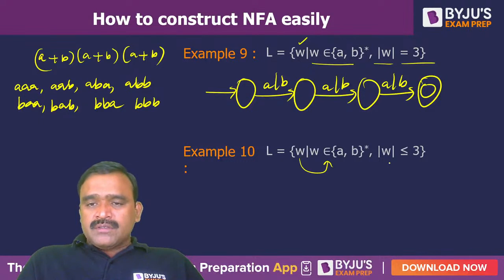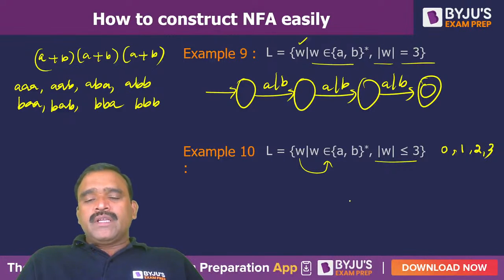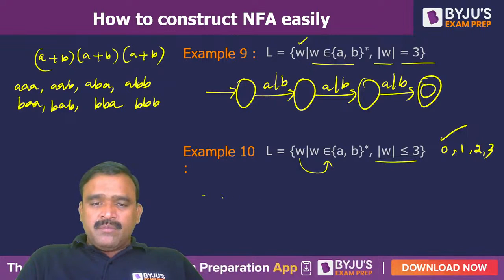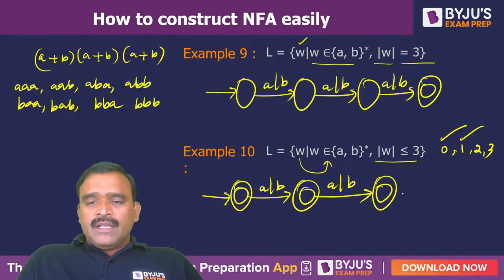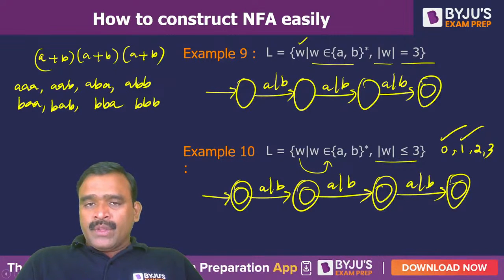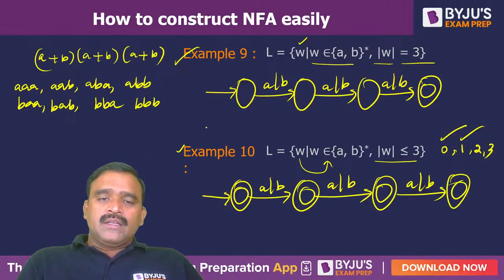W is a string of A's and B's where modulus of W is less than or equal to 3. So that means string length is either 0 or 1 or 2 or 3. That's it, so maximum 3. In the previous one it was exactly 3, so 0 should not be accepted. Here, maximum 3 means string length 0 can be accepted, so the starting state can be final, and string length 1 can also be accepted, so the next state also can be final. For length 2 to be accepted, the next state also should be final, and for length 3 to be accepted, the next state also should be final. That's it. So these are the states. Hope you understood the 9th and 10th examples.